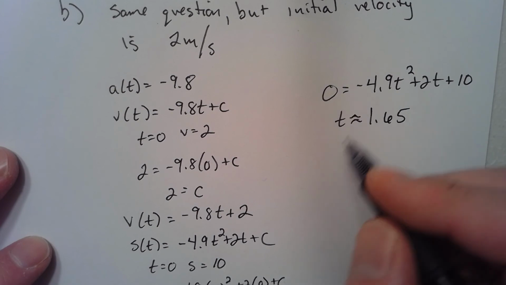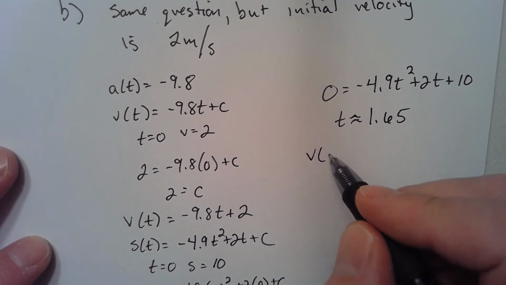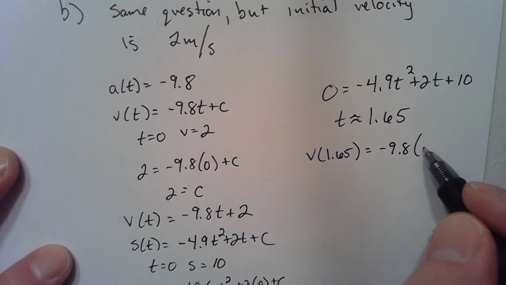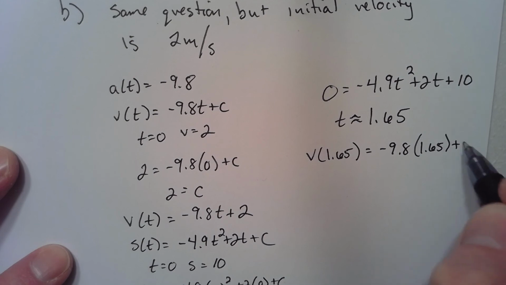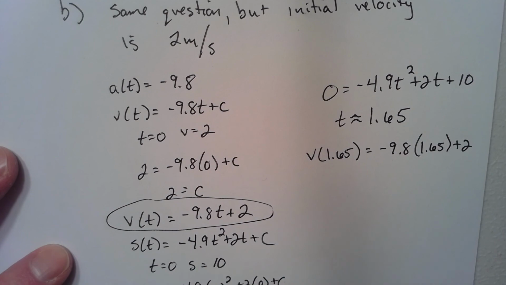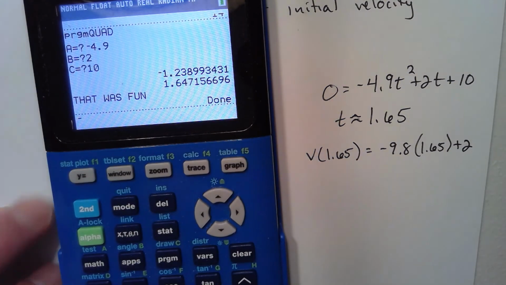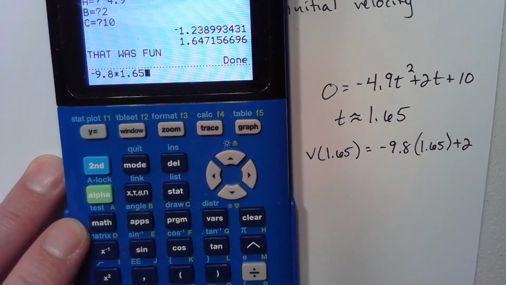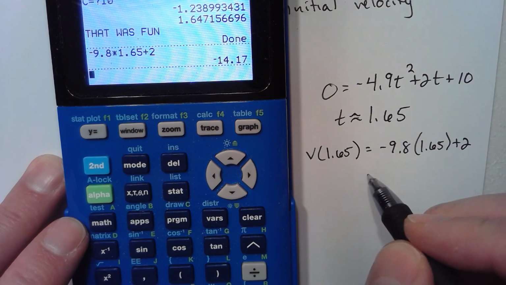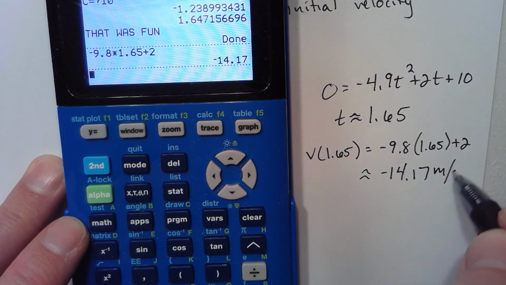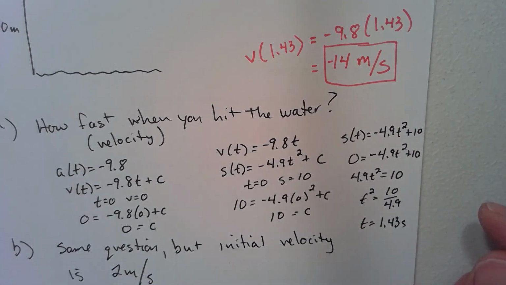So then we can plug that into our velocity equation. V of 1.65 equals negative 9.8 times 1.65 plus 2. We'll plug it in right here. So negative 9.8 times 1.65 plus 2 equals negative 14.17 meters per second. So just a little bit faster than the first scenario.